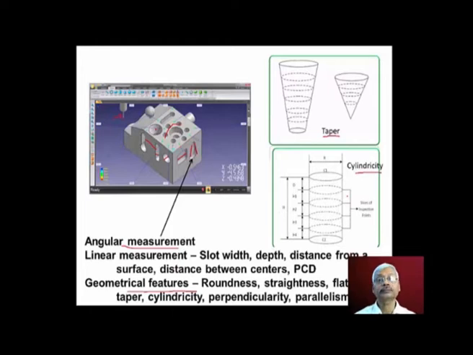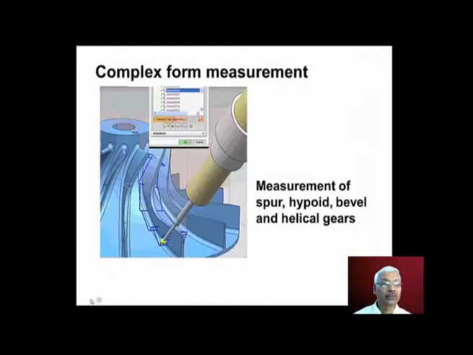Now very complex profiles can be measured using a coordinate measuring machine. You can see here a very complex tooth profile. So by selecting appropriate probe, the form or the profile can be estimated. So measurement of spur gear, hypoid gear, bevel gear and helical gears is possible using the coordinate measuring machine.